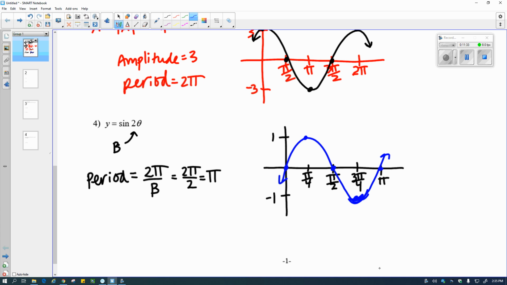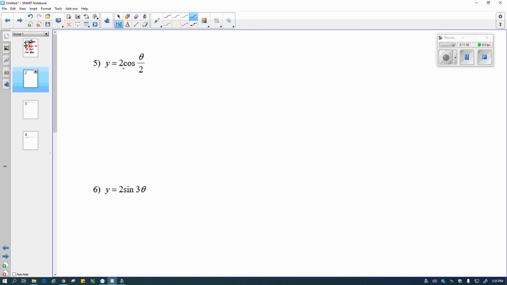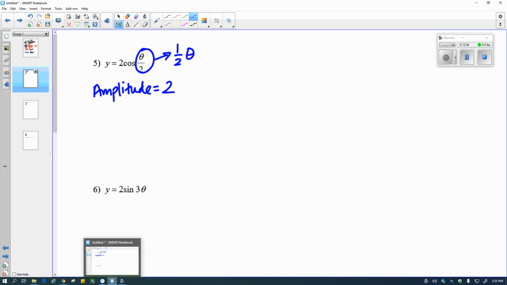So now we're going to work through a few more. Again, the cosine function and the sine function aren't going to change. What we're going to do is change both the amplitude and the period in the function. So I'm working with a cosine function. In this problem, my amplitude is the absolute value of 2, which is 2. But this is a little weird. So I want you to look at that and think of that as 1/2 theta. That's just a different way of writing 1/2 times theta.